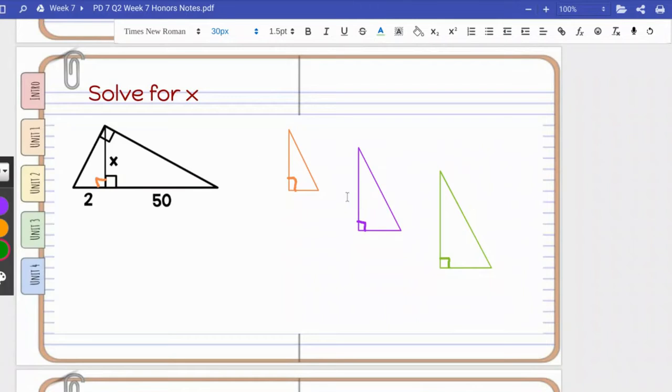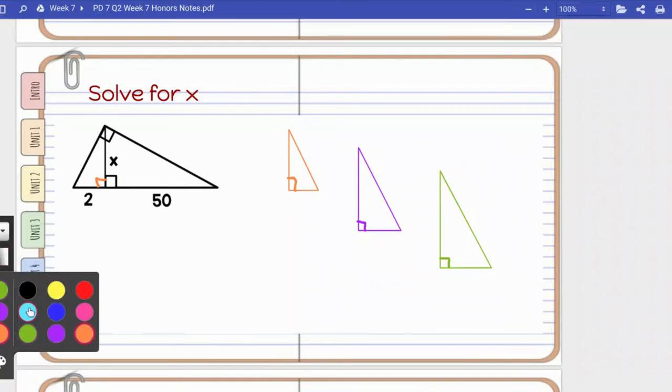The bottoms are the shortest legs of each triangle. The height is the longest leg of each triangle. And then the side across from the 90-degree angle, remember that's called your hypotenuse.